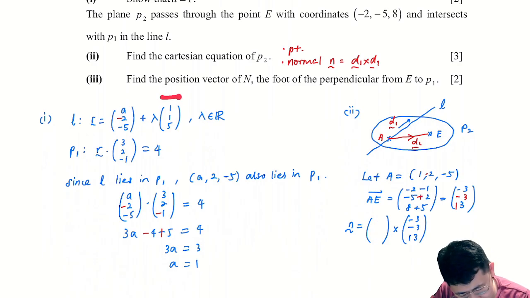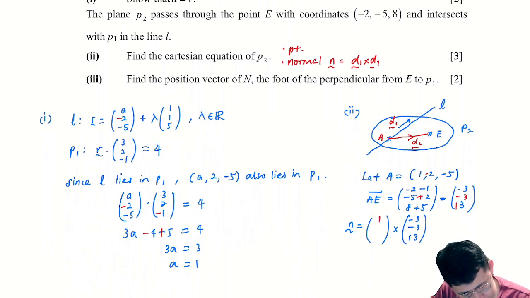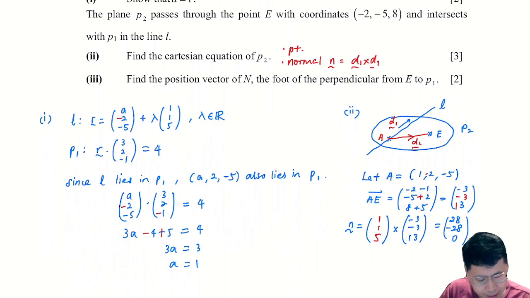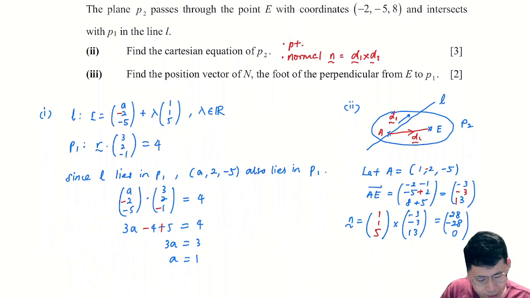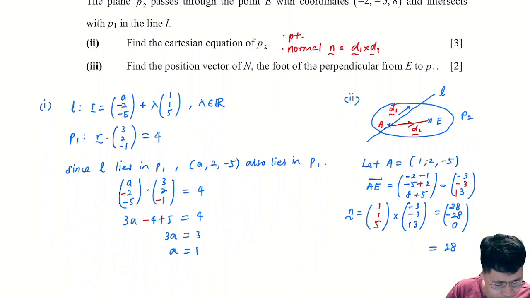Okay, so this direction vector over here. The vector that I've got, you can work on this slowly. The vector that I've got is actually the vector 28, negative 28, and 0, like that. Which I can rewrite further into this form over here. So I can put a 28 out, and this would be 1, negative 1, and 0. Okay, so this is how it looks so far for part 2.